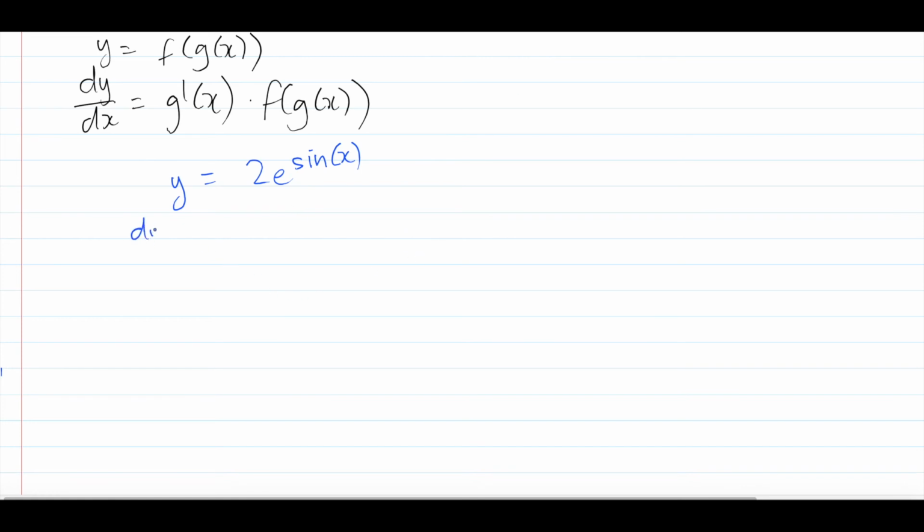So if we want to derive this, remember, we need to determine what's the inside function and what's the outside function. So I'll give you maybe a couple of seconds to think. What is the inside and what is the outside? So you've got essentially two functions here. You've got an exponential and then a sine graph, okay?